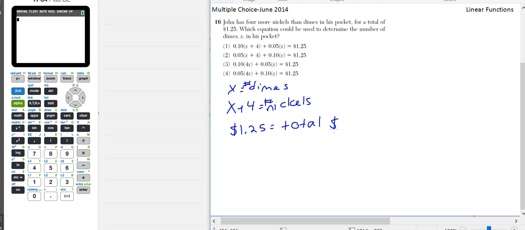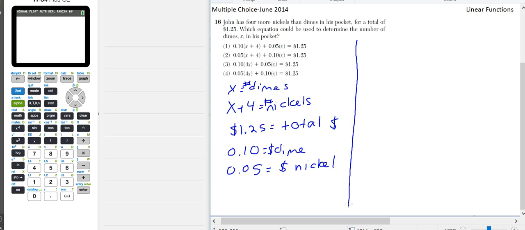We know that a dime is worth 10 cents. The dollar amount of a dime is 10 cents, and the dollar amount of a nickel is 5 cents. So we want to write an equation that could be solved for x. If we add up the money value of the number of nickels that he has, plus the money value of the number of dimes that he has, we'll be able to add that up to find the total amount of money that John has. And that equation, if we solve it, we could solve for x.